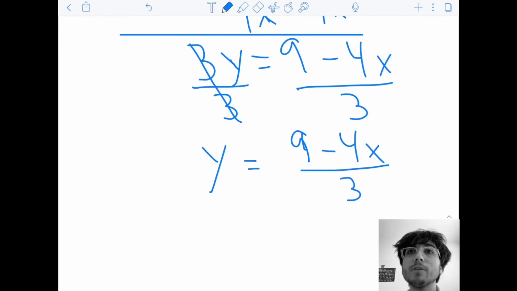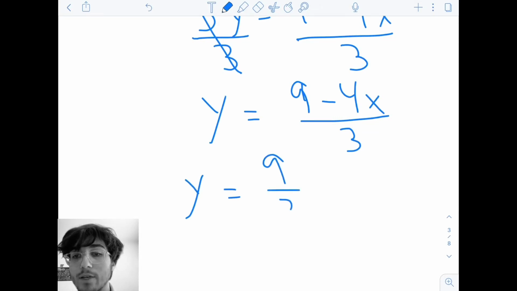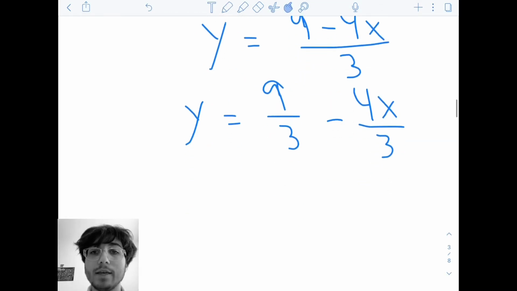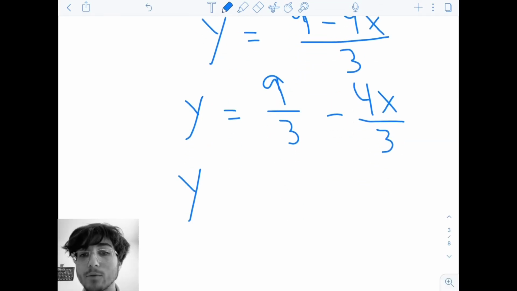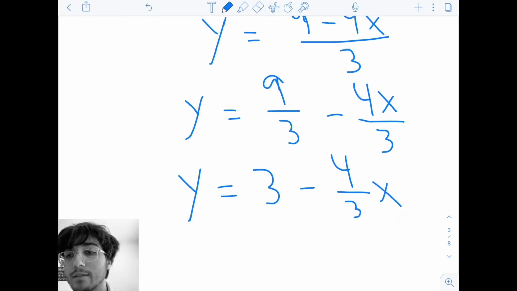You could simplify this further by dividing each term by 3, because this equals 9 over 3 minus 4x over 3. And 9 divided by 3 equals 3. So we know that y equals 3 minus 4/3 x.